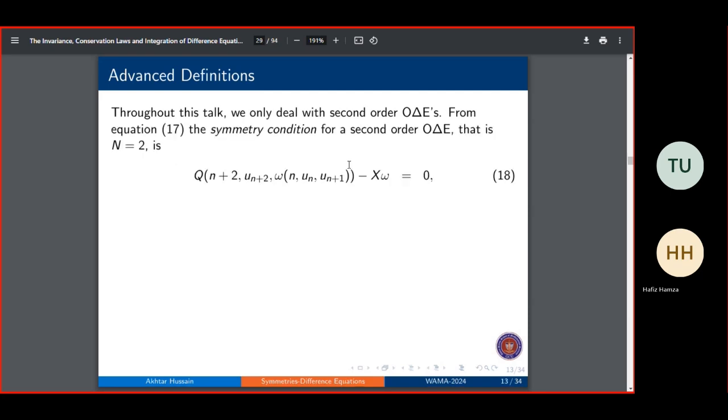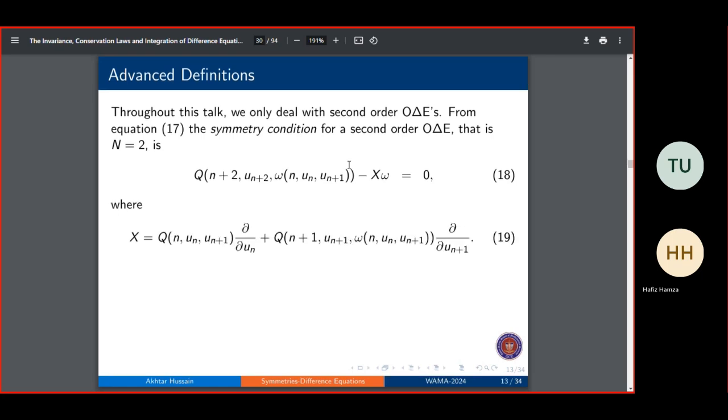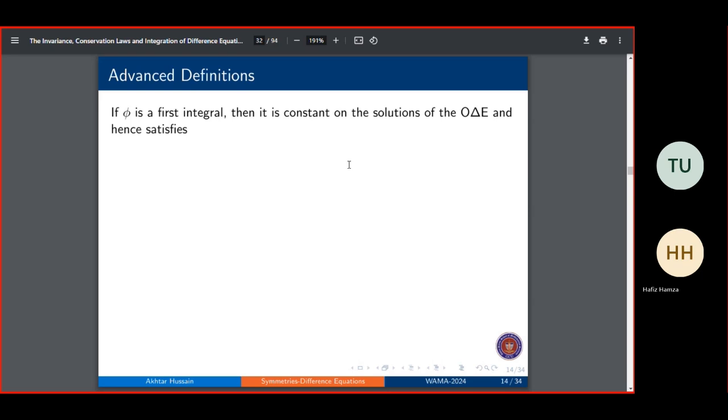Here, we are only interested in second order difference equations. So for the second order difference equation, the symmetry condition follows in equation 18, where X is the symmetry generator given in 19.